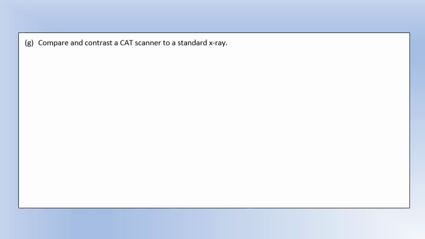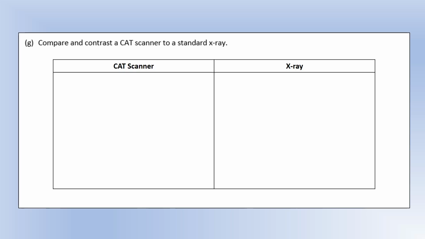So let's talk about how we compare a CAT scan to a typical X-ray image. They both have advantages, so both are currently used, but they both also have disadvantages, which we'll take a look at. So first of all, CAT scanners are very expensive. We're talking tens of millions of pounds, whereas an X-ray machine is relatively cheap. You're not going to pick them up for a couple of quid, but they are much cheaper than CAT scanners.